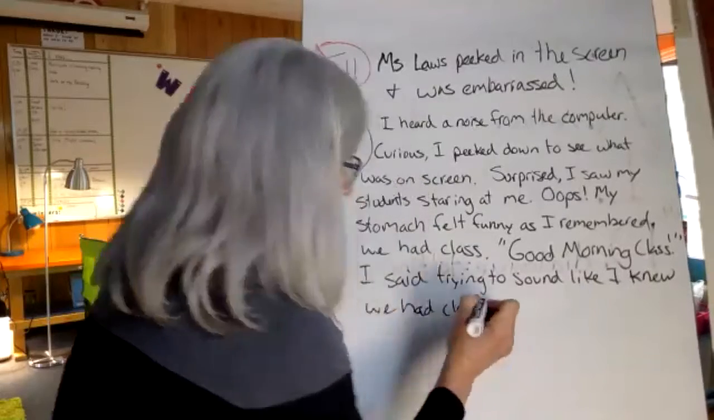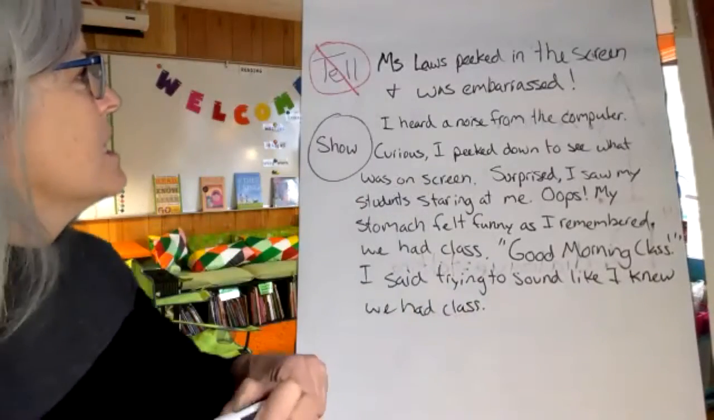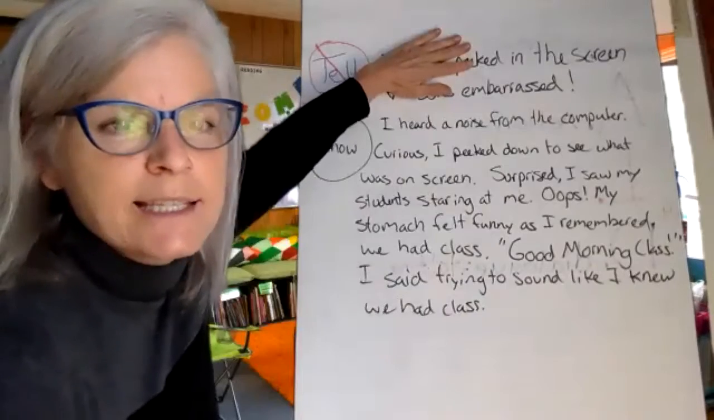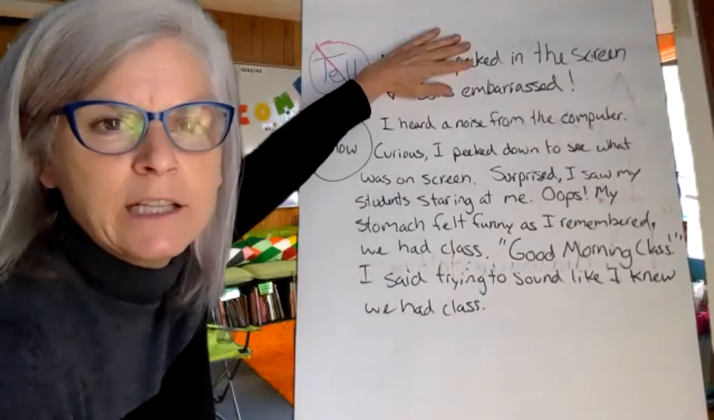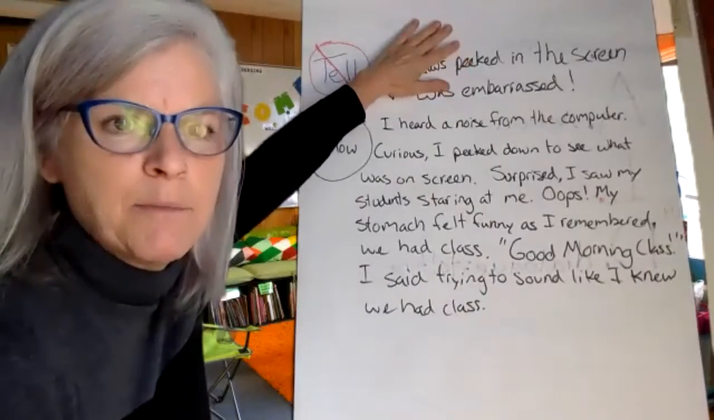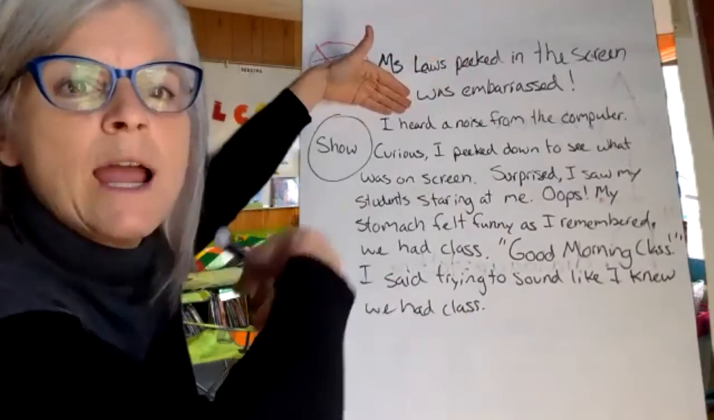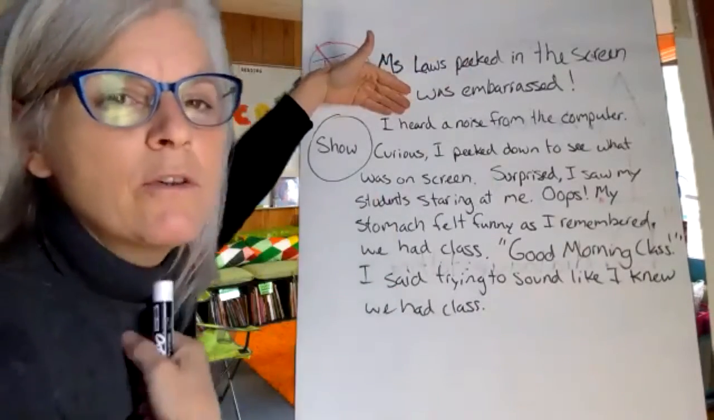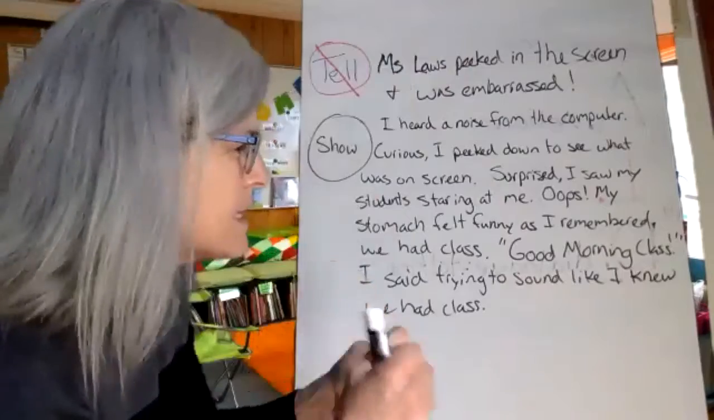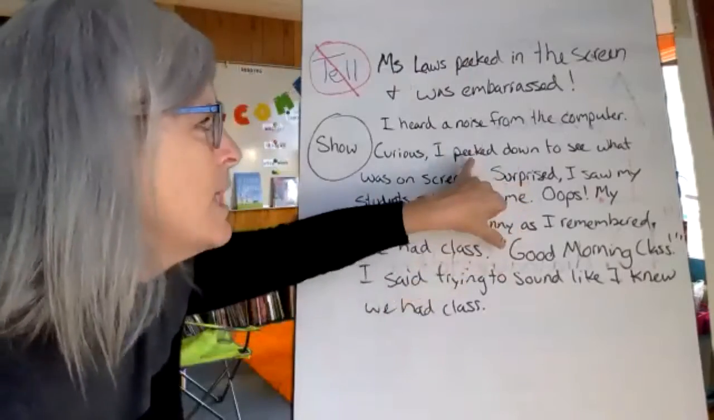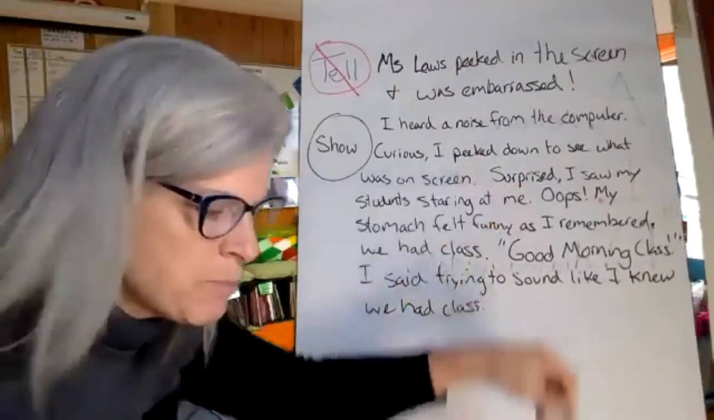Okay, so this is tell writing. It's short, it's not descriptive, it doesn't include details. You can't see it like a movie. This is show writing, where you describe where you are, you tell what you're feeling, you give the step-by-step actions. And the best way to do this is to just practice.